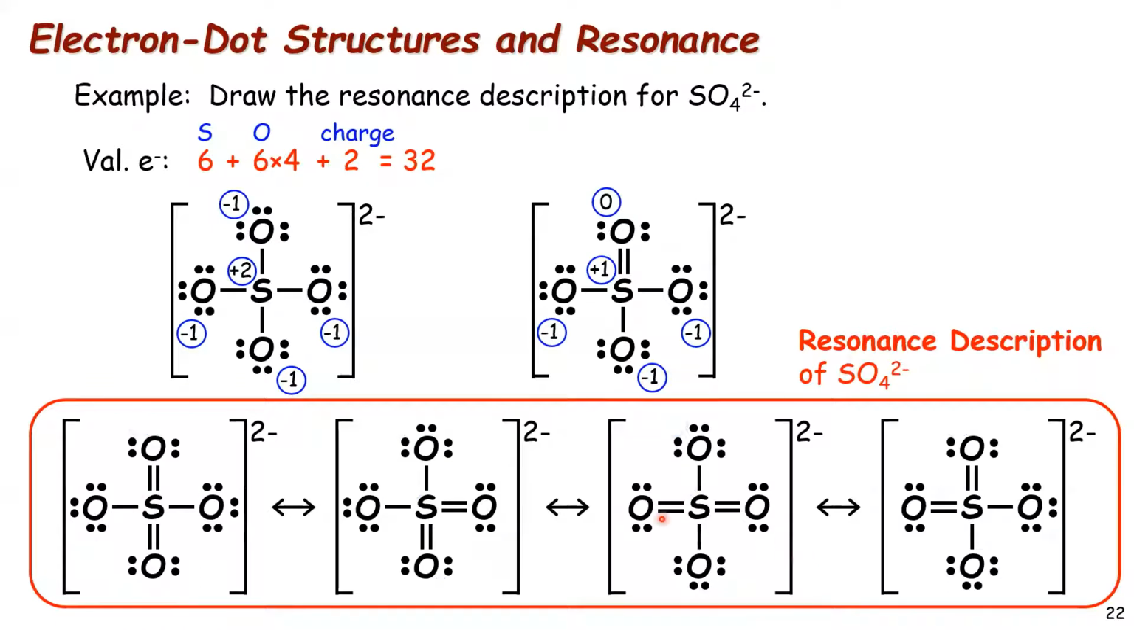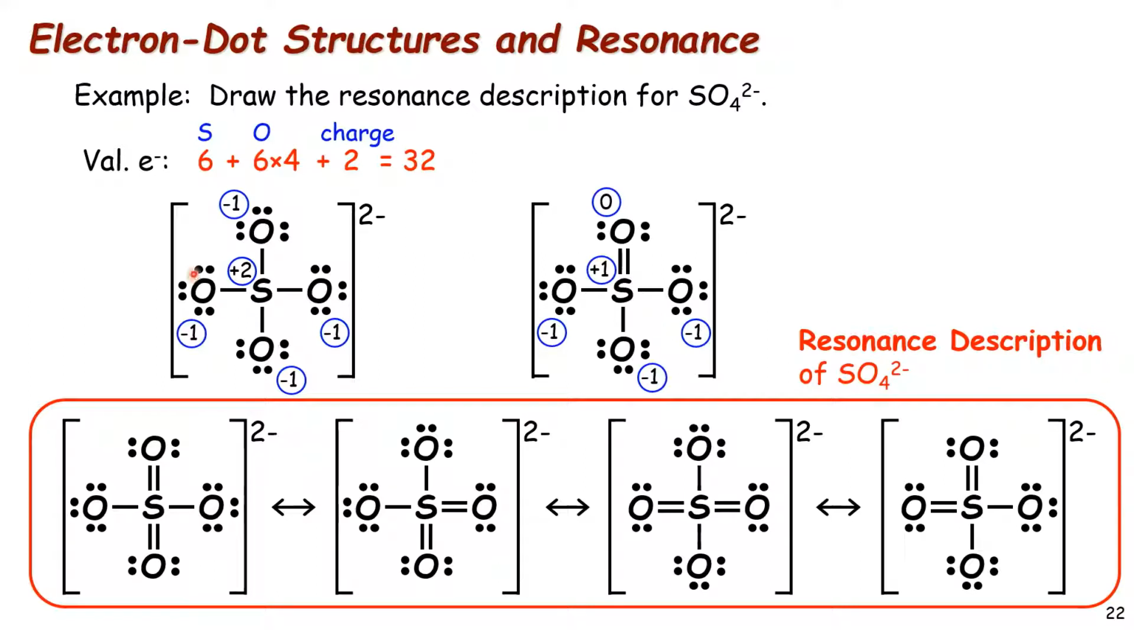And now I said that these were resonance structures. They are, and they do contribute to the overall structure, but it is very, very small. In this case, probably less than 1%, and 99% plus is actually coming from these 4 resonance structures right here. Okay, so this is our resonance description of the sulfate anion.